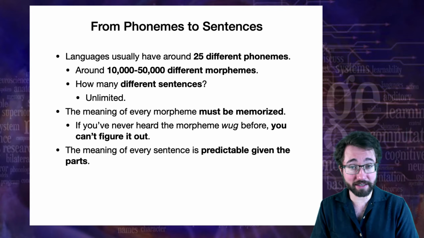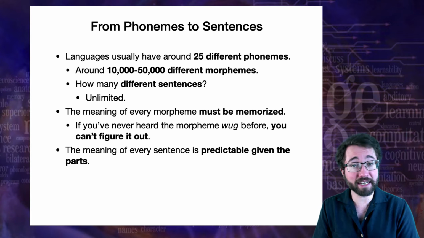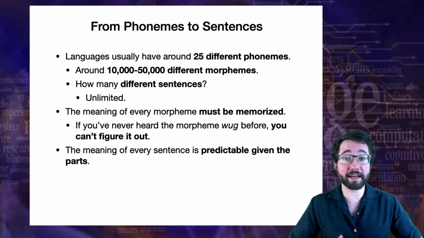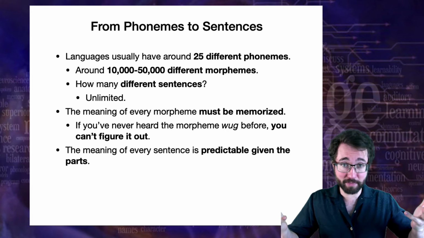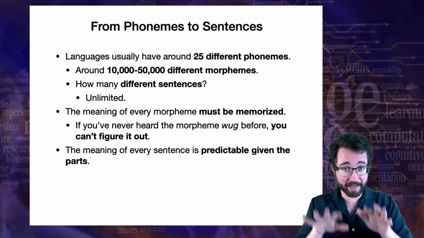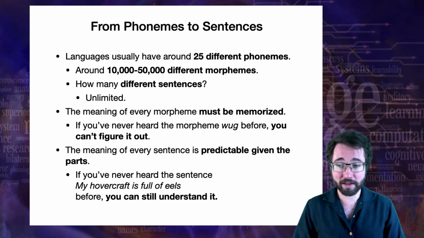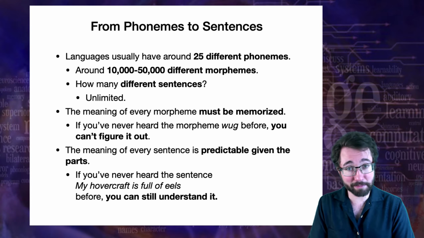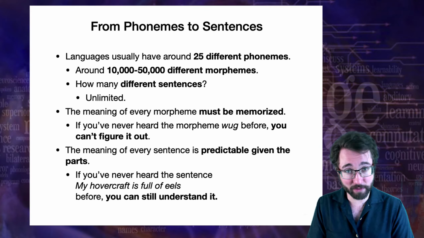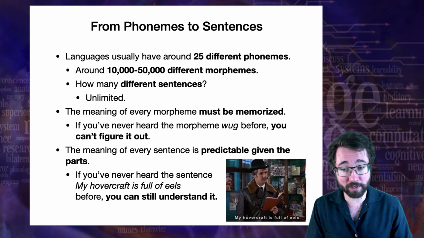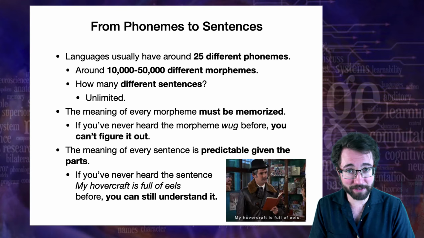Whereas when we get to thinking about sentences, the meaning of every sentence is predictable given the parts. That's why we can have an unlimited number of sentences, because even if it's a sentence you've never heard before, you can figure out what it means by looking at the parts. So you've probably never heard the sentence, "My hovercraft is full of eels," before, unless you've seen a certain Monty Python sketch. But you still understand what it means. Even if you've never heard it before, you still know what it means, like when this fellow says it.